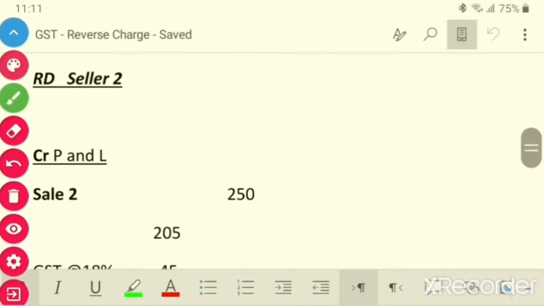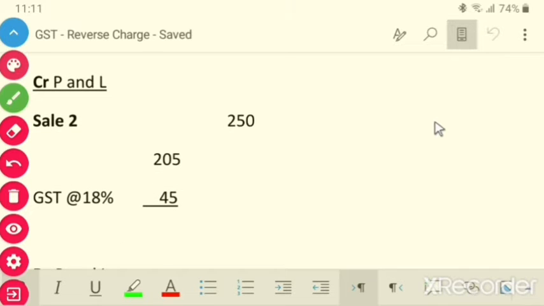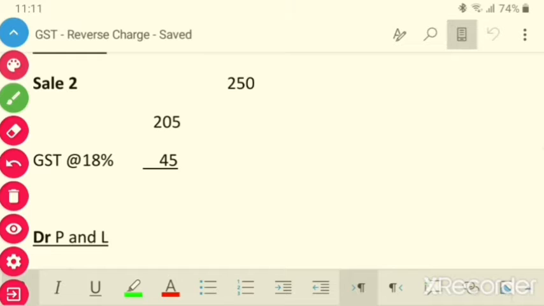Now, let us go on to stage 2 sale. We are talking in case 2, stage 2. Registered dealer, seller 2. Let's have a look into the credit side, that is the P&L account. Revenues. He is selling at 250 rupees, same price. Now, in that 45 is the GST component and 205 is the sale value without tax. So, without GST it is 205, with GST 250 sale.